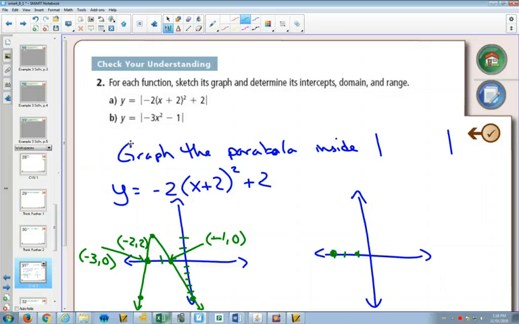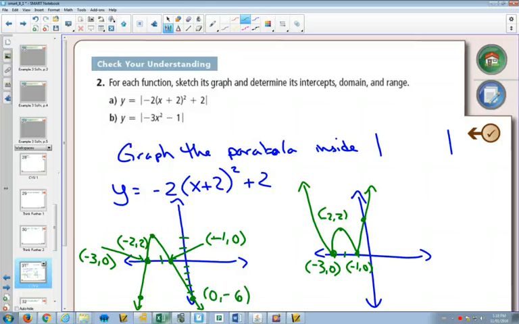So this middle section with our vertex at negative 2 comma 2, and with these two x-intercepts at negative 3, 0, and negative 1, 0, that will all stay the same. Everything else that's below will get flipped up. So now this part that was below will get flipped up, and we had this y-intercept at 0, negative 6, and now we're going to have a y-intercept on this one at 0 comma 6. So this is the graph.